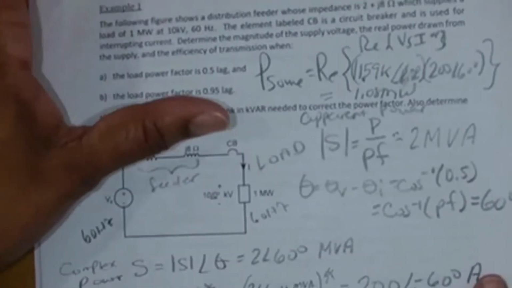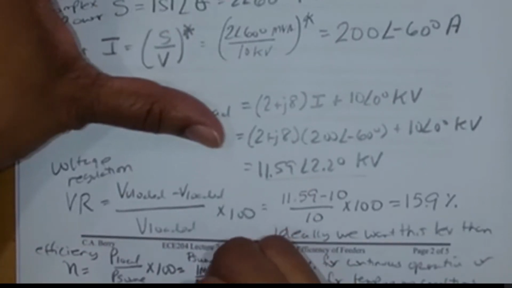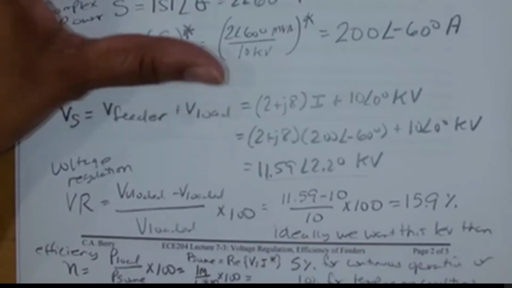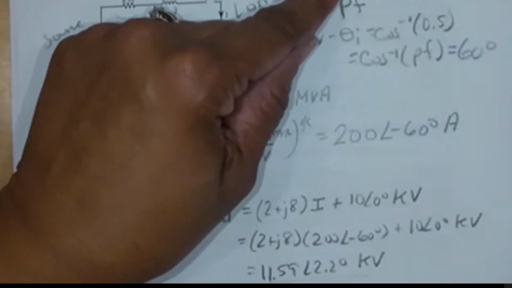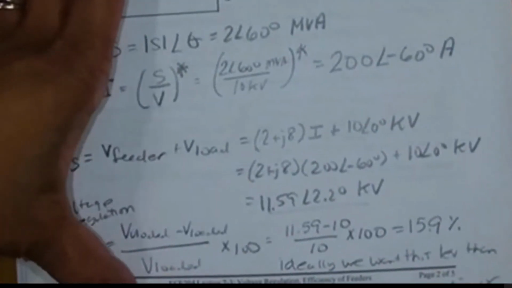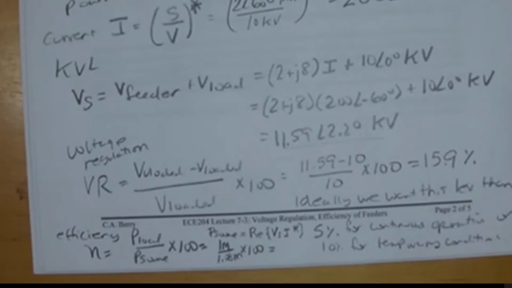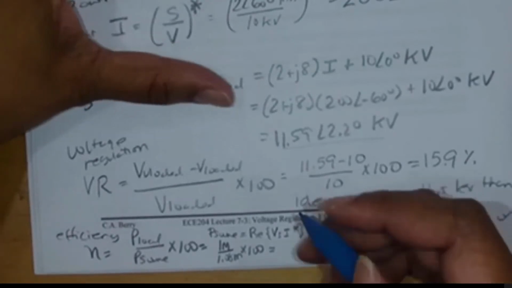Okay, so 1.08 megawatts. So we get that the power at the source is 1.08 megawatts. Then the efficiency is going to be the power at the load, which was given as 1 meg, divided by the power at the source, which is 1.08 times 100. So what's our efficiency? 1 divided by 1.08 times 100. Oh, y'all are killing me. I'm not getting any of these numbers. 1 divided by 1.08 times 100. 92.59%.